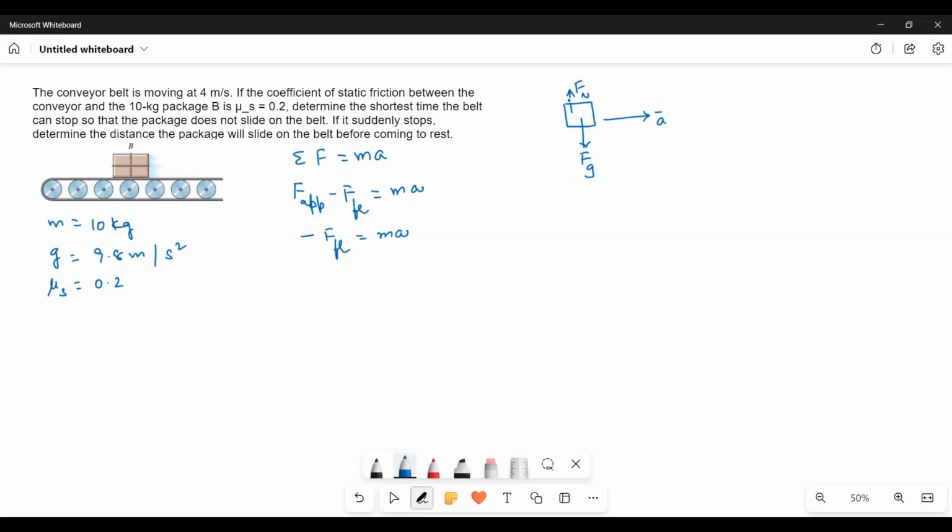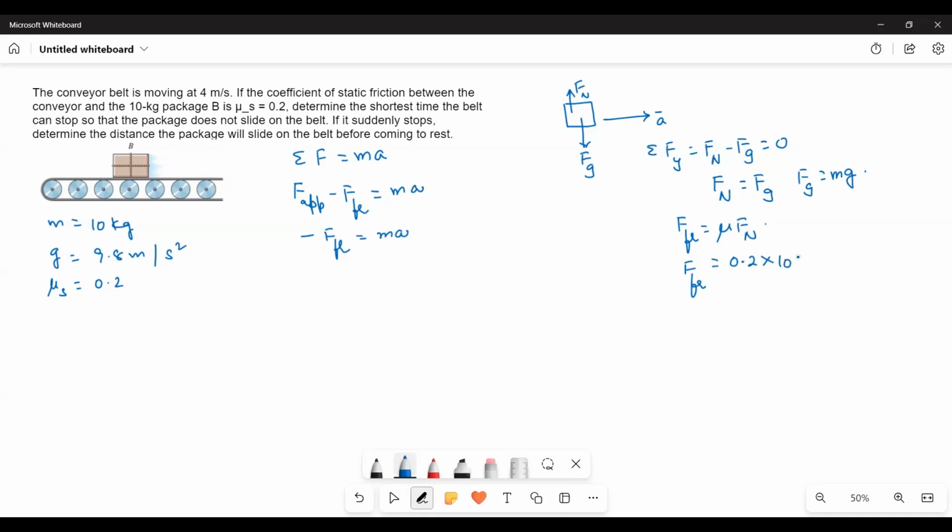Now, along the y direction, there is no motion. Therefore, sigma Fy is equal to Fn minus Fg is equal to 0, or Fn is equal to Fg. We know Fg is equal to mg. Now we know F friction is equal to mu Fn. Therefore, F friction is equal to 0.2 times mg.